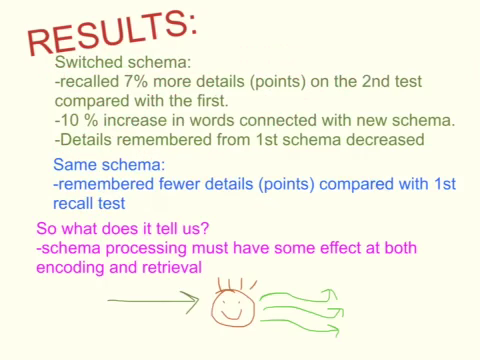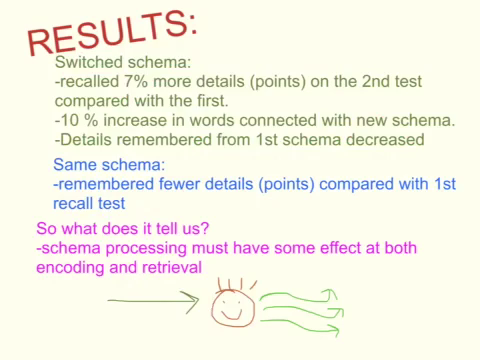All right, and what do we have for the results? Well, what they found was that people whose schemas were switched, so they started off hearing the story from the perspective of a burglar, and were told to recall the second time from the perspective of a house buyer, and vice versa, ended up recalling 7% more details on the second test, okay? So the switching of the schema helped improve their memories the second time around. There was also a 10% increase in the words connected with the new schema. So if they were the burglar schema and then were changed to the house buyer schema, there was a 10% increase in details about the house, like the leaky roof, and it was in a nice neighborhood and stuff like that.